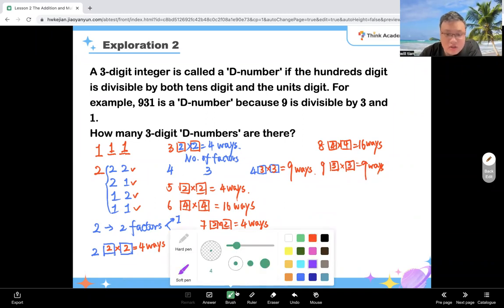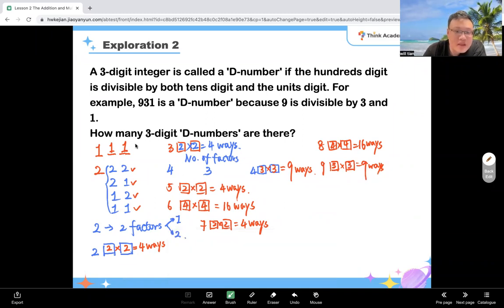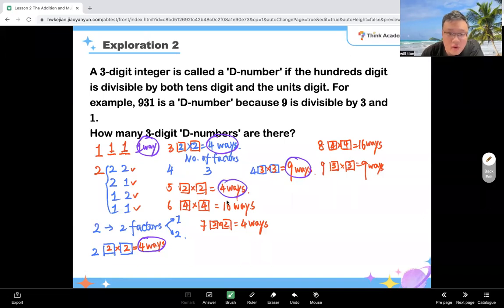Okay, guys, last step. We're gonna add all the different ways that we found. So for number 1, there's 1 way. Circle that. Number 2, 4 ways. If you start with 3, you have 4 ways. Start with 4, 9 ways. 5, 4 ways. 6, 16 ways. 7, 4 ways, 8, 16 ways, and 9, 9 ways.